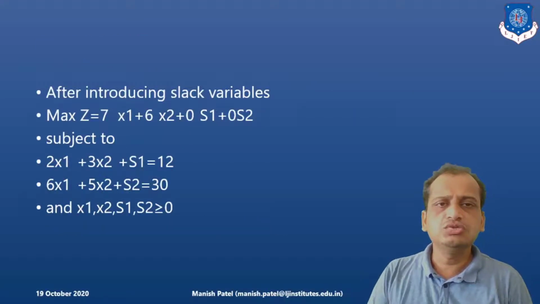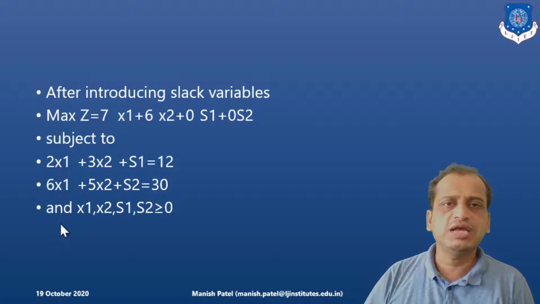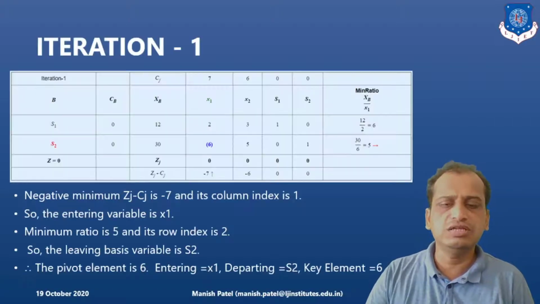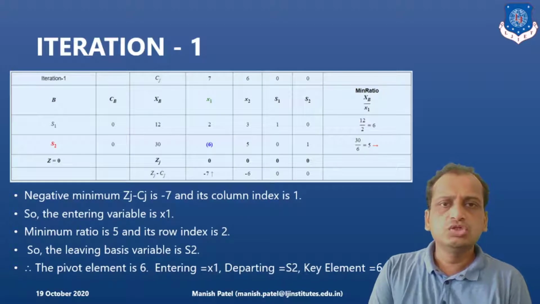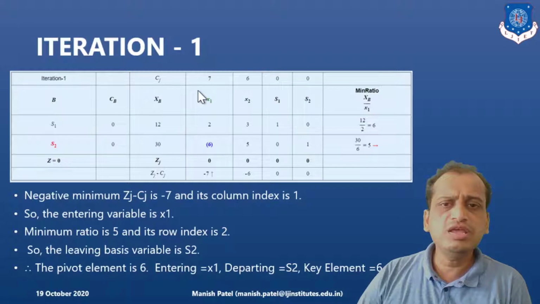So let's introduce the slack variables here. The objective function will be 7x1 plus 6x2 plus 0s1 plus 0s2. We have introduced the first slack variable and second slack variable according to the constraints, with x1, x2, s1 and s2 greater than or equal to 0. These are the non-negativity constraints. Starting with the simplex method, we will put down the variables and coefficients here. The variables are x1, x2, s1, s2. We have written the coefficients as well.